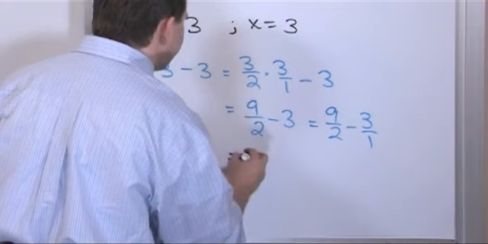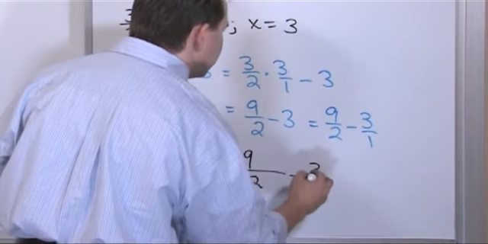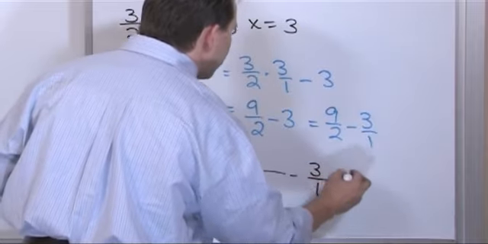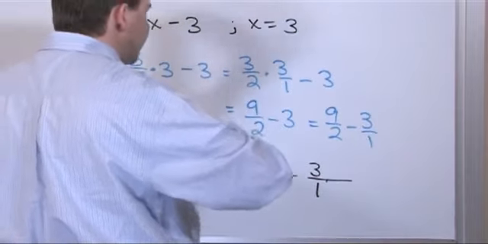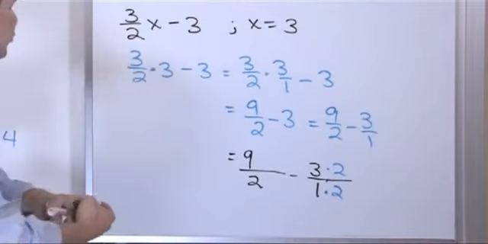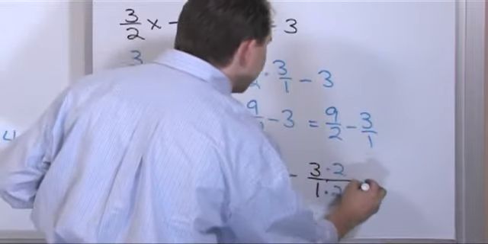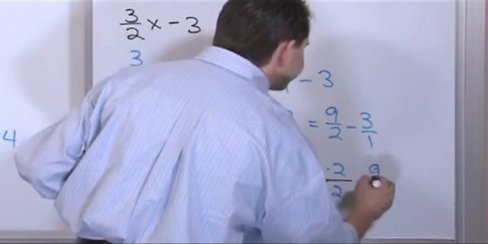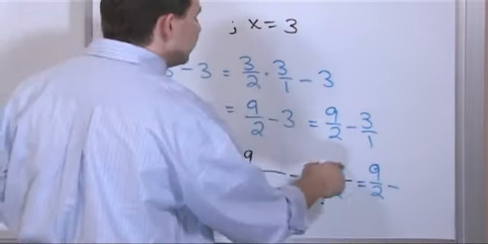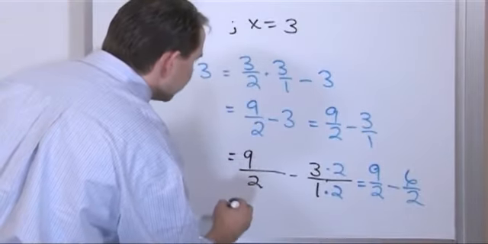So what we're going to have is 9/2 minus 3 over 1. Now what do we do to find the common denominator? If I take this guy and multiply by 2, then I'll get a 2 in the denominator matching this one here. This is exactly what I want to do. So what I'll have is 9/2 minus 2 times 3, which is 6/2. So now I'm in a good position to finish the problem out.